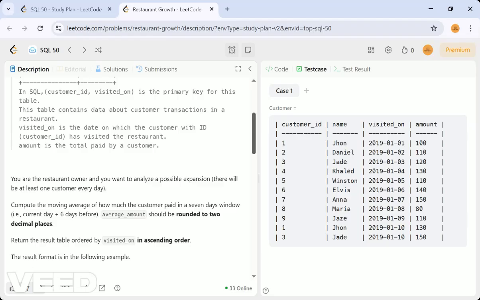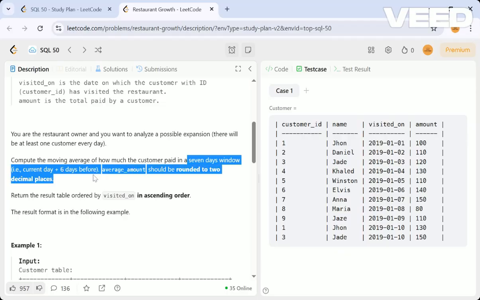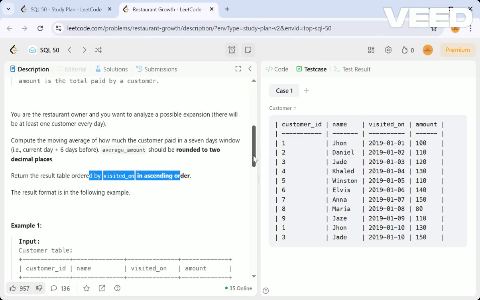They're asking to compute the moving average of how much customers paid in a 7 days window, that is the current day plus 6 days before. So for today, the previous 6 days plus today make the 7 days window, and you calculate how much amount customers paid. The average amount should be rounded to two decimal points, and the result should be ordered by visited on date in ascending order.